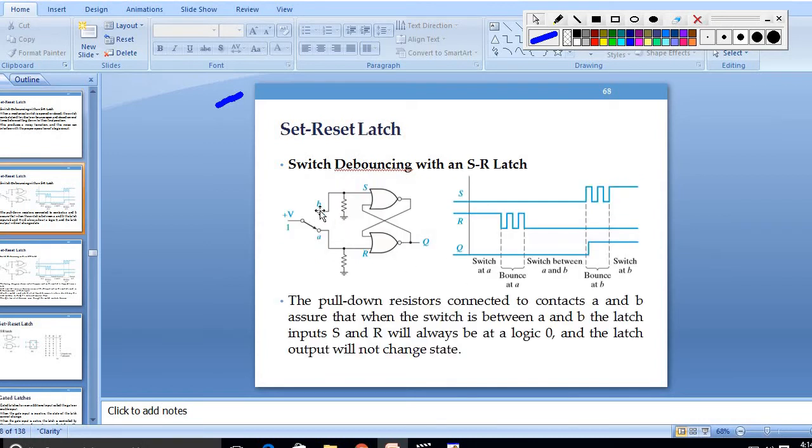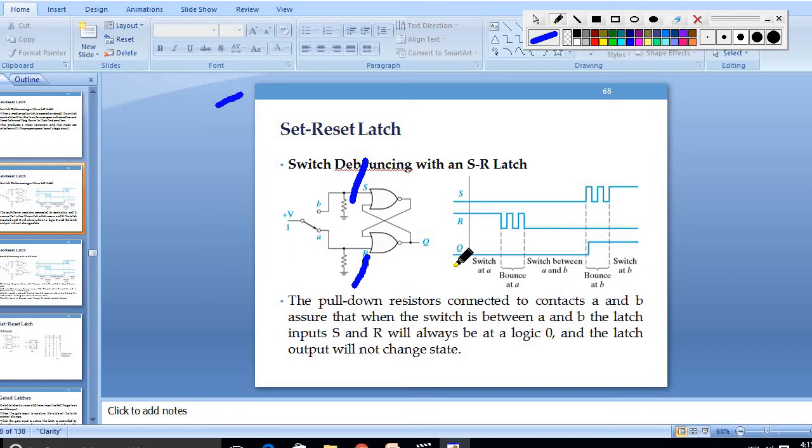So I have connected one switch here, whether it is opened or closed, and when it settles to the final position some noise will be generated here. That is the concept of switch debouncing with this SR latch. Here the pull-down resistors are connected to the contacts A and B, and they assure that when the switch is between A and B, the latch inputs S and R will always be at logic 0. The latch output will not change its state. You just have to remember this diagram and this one statement, that is enough.